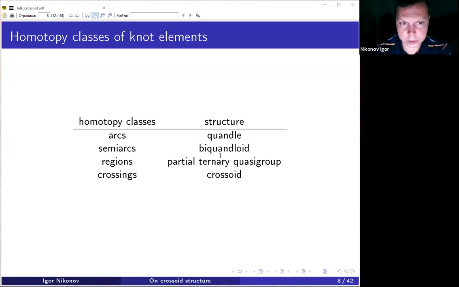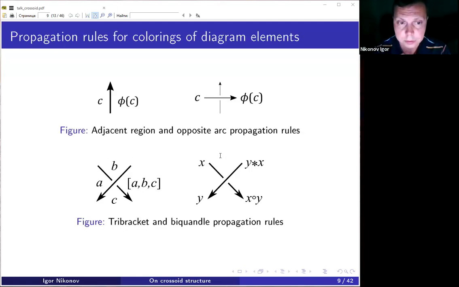So the structures are assigned to colorings of diagram elements. For example, when we consider quandles, we consider a diagram and color the arcs of the diagram in some colors and assume there are some relations on these colors. So let us consider the set of diagram elements, for example, arcs or regions or crossings, and assign some colors to these elements. So we color arcs, crossings or regions, and we assume that there is some relation which allows us to extend the coloring from some elements to other elements.